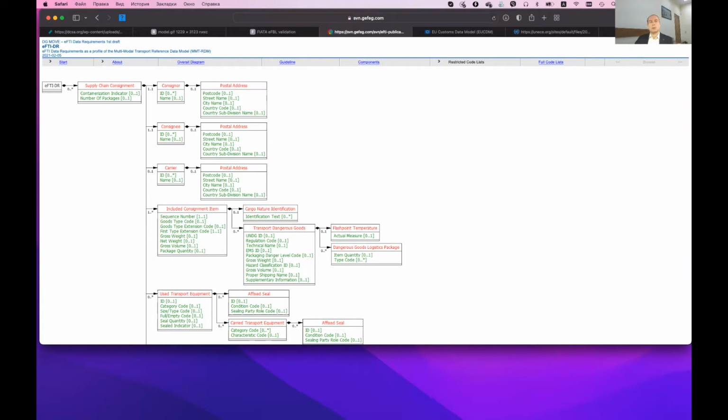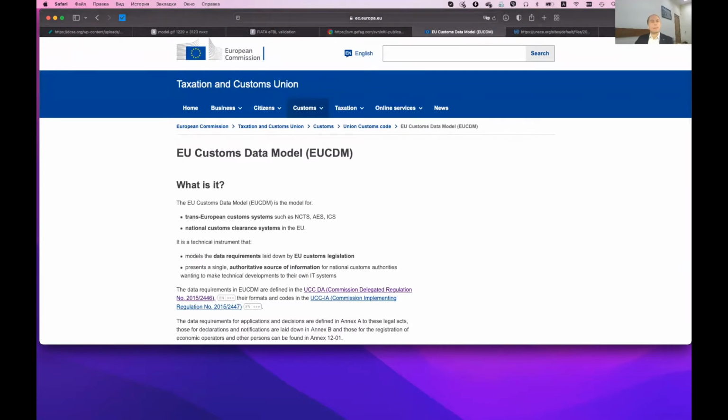Another example is the EU customs data model. This is the model for trans-European customs systems such as CATS, IAS, and ICS, and also national customs clearance systems in the EU. It's a technical instrument that models the data requirements laid down by EU customs legislation, and also presents a single authoritative source of information for national customs authorities wanting to make technical developments to their own systems. UCDM is defined as fully compatible with the World Customs Organization's data model.